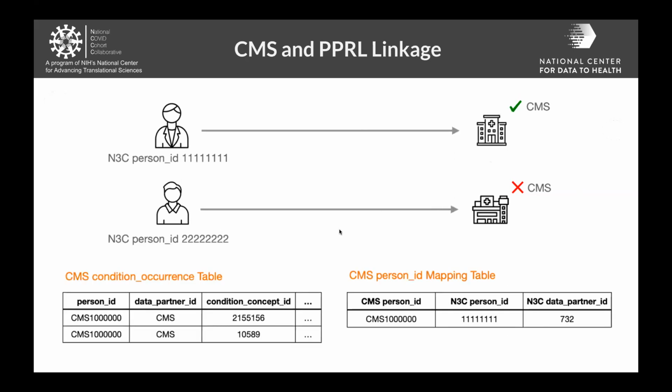And so in the CMS data, you'll see, like in the condition occurrence table, that there's a CMS person ID. So all of the CMS data gets its own unique person ID, and the data partner ID is going to be listed as CMS. And then there's a mapping table that tells you which CMS patient maps to which N3C patient. This would tell me, for example, that this CMS person maps to 111 here, but we of course don't see 22222 in the mapping table because this site has not agreed to that mapping.